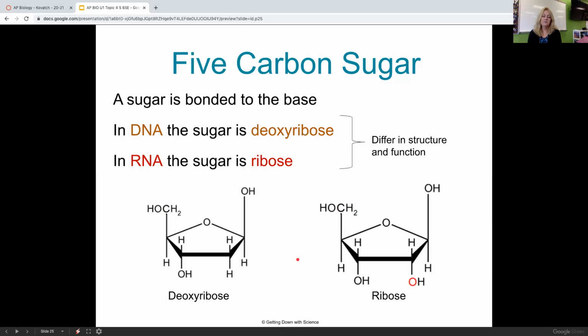So how do they differ? They differ a little bit in their structure and function. They're very close, but they are slightly different. You can see it down here with that oxygen and ribose.